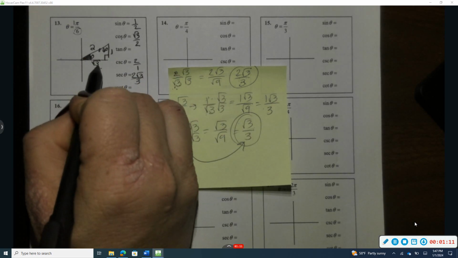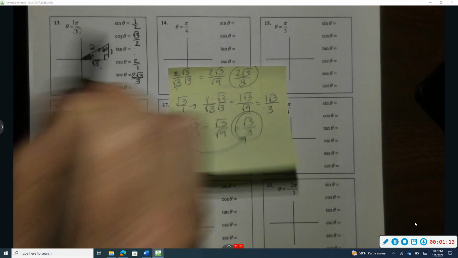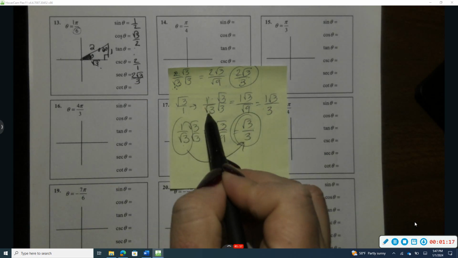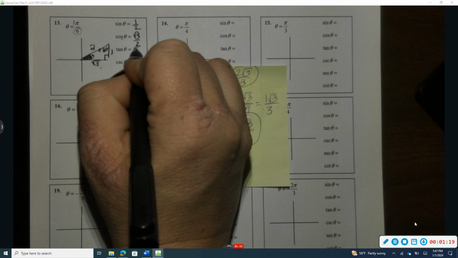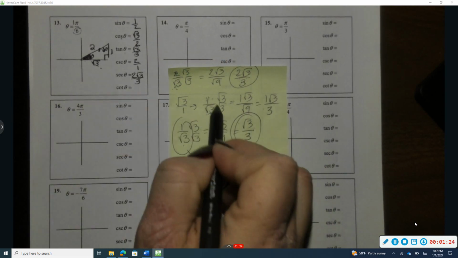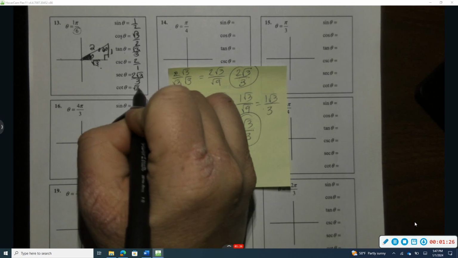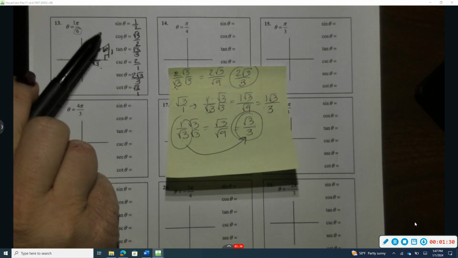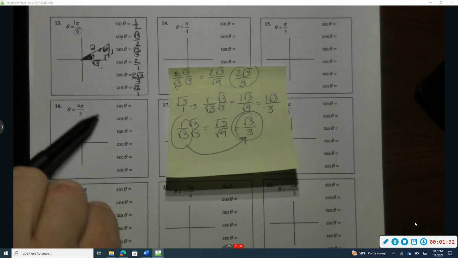Tangent is going to be 1 over radical 3, and although 1 over radical 3 is the correct ratio, it's not in proper form. So 1 over radical 3 rewritten is radical 3 over 3. Now when I take 1 over radical 3 and I take the reciprocal, I get radical 3 over 1. This lands in quadrant 1, and in quadrant 1, everything is positive.